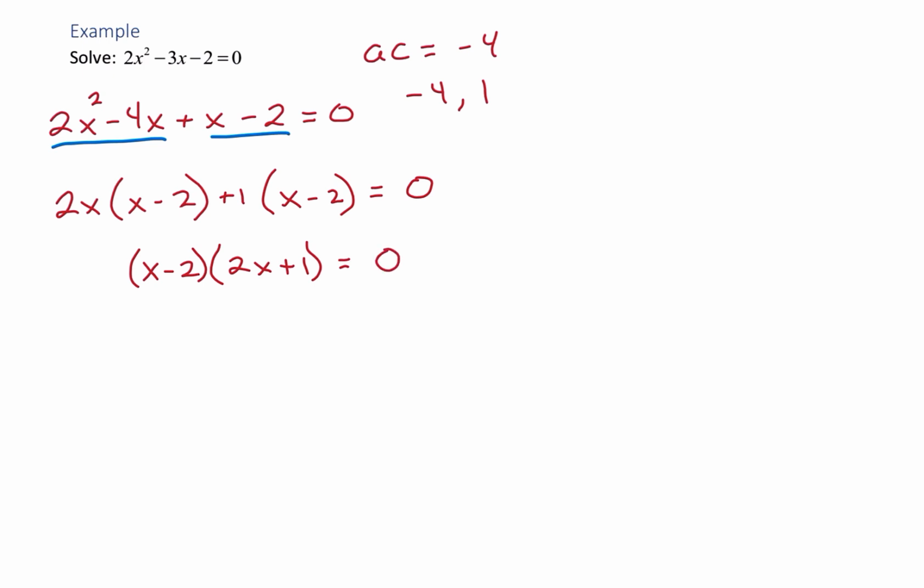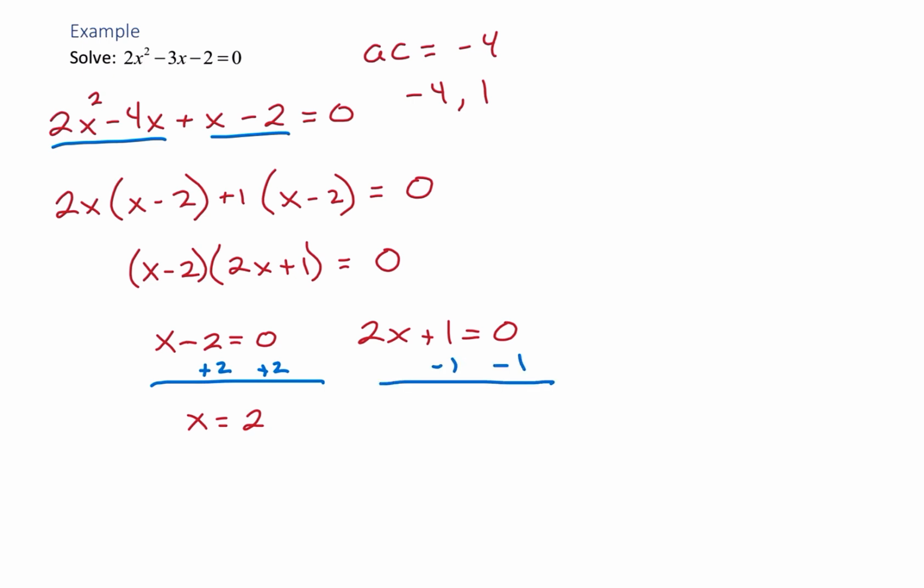Now that we've factored, zero product property. Set each of those factors equal to 0. On the left equation, we need to add 2 to both sides, and we get x equals 2. On the right equation, we'll start by subtracting 1. 2x equals -1. Then divide by 2. And we get x is -1/2.